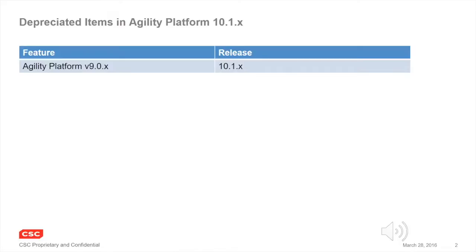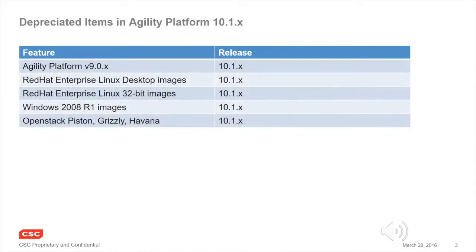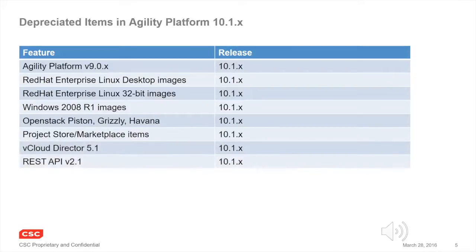Now, deprecated, we talked about what you get. Now, what is not there anymore? Agility Platform V9. Now, with 10.1 out and 9.2.7 is the next but one, that means that Agility 9.0 and 9.1 are now no longer supported. Additionally, Red Hat Enterprise Linux Desktop and 32-bit images, as well as the 2008 R1 and OpenStack are no longer supported. The project store that we talked about earlier, that'll all be done through project templates. And lastly, vCloud Director and the REST API v2.1, vCloud Director 5.1 are no longer supported.